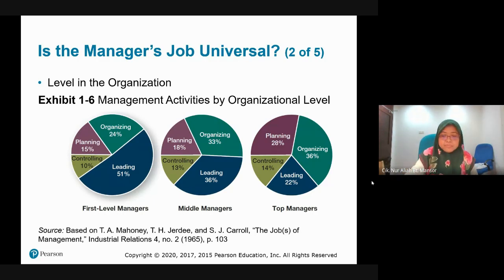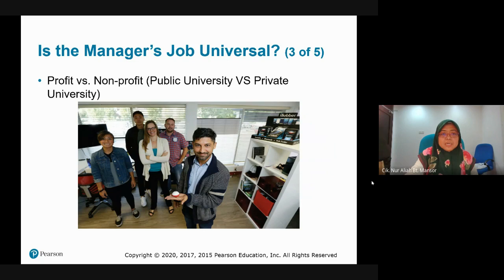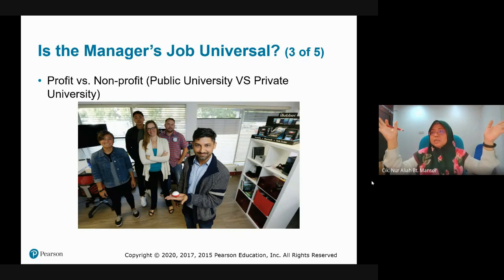Okay. So is the job universal? Of course, tadi saya explain structure. The bigger the company, you will have lesser responsibility. The smaller the company, you will have more responsibility. So it depends on the organization. Okay.